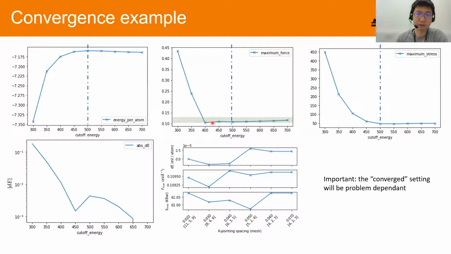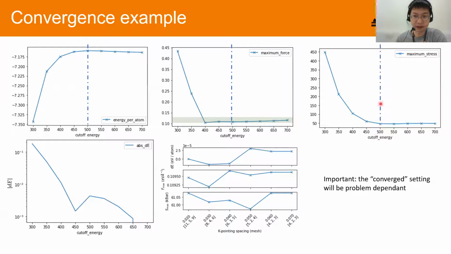So in this diagram, this is the maximum force in this structure, which you can see starts to converge after merely like 400 electron volt. So that's very promising. That means we don't have to go to 700, we can start from 400, that's almost fine. However, if you look at the stress, it actually converges slower. In this case, it converges at 500.